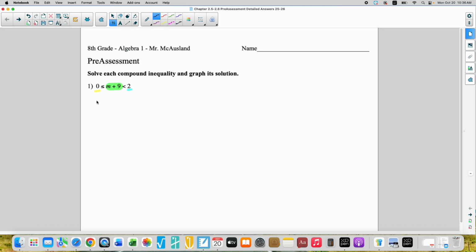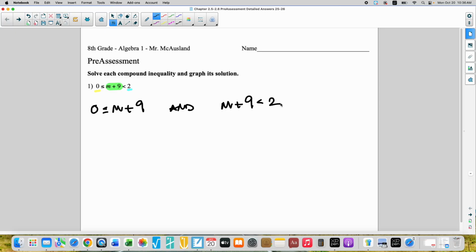There's actually two statements here. It says 0 is less than or equal to m plus 9, and m plus 9 is less than 2. And we're going to solve both of those. We need to remember it is two truths. We need it to be true for this statement and true for this statement. So we're going to solve it.